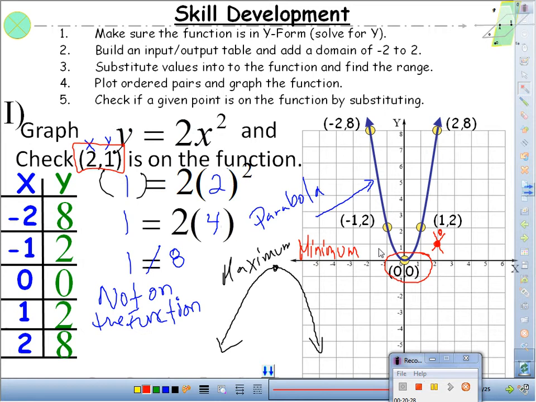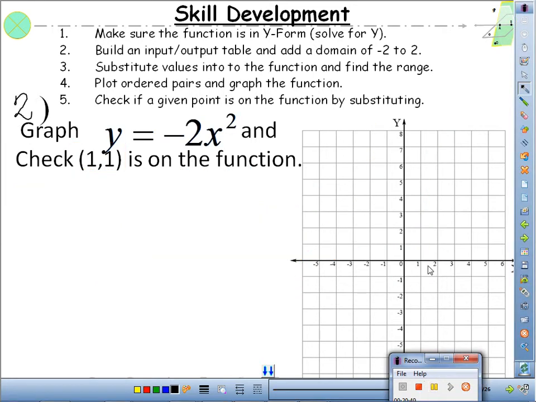So, anyways, any questions with this? Fairly simple? Let's do one more. Get on the other graph, please. Copy this. Example 2. Here it goes. Example 2. Copy this down. It says graph y equals negative 2x squared, and check if 1, 1 is on the function.